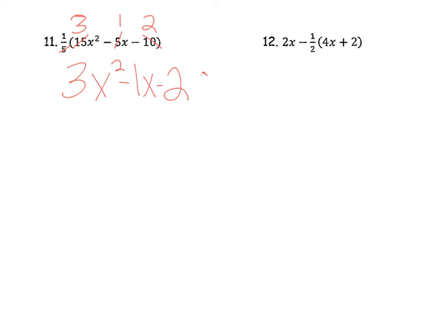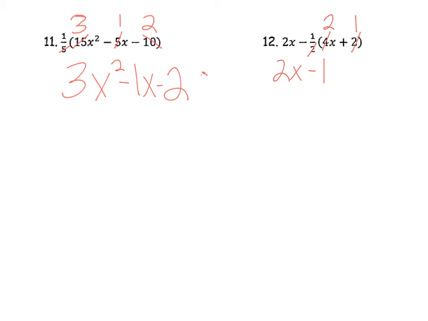Okay, number 12, the 2 is going to simplify out. We're going to leave the 2x in front. So first do the 2 on the denominator. 2 goes into 4 twice. 2 goes into 2 once. So here's what I have. 2x minus 1. I left the 1 there.